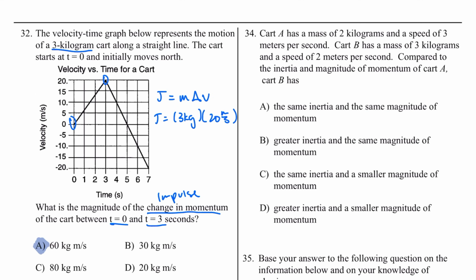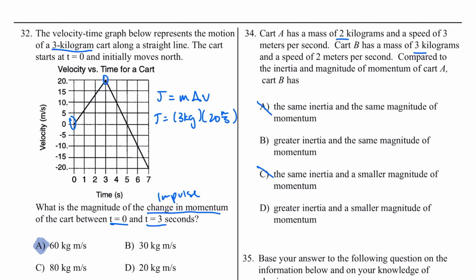34. Cart A has a mass of 2 kilograms and a speed of 3 meters per second. Cart B has a mass of 3 kilograms and a speed of 2 meters per second. Compared to the inertia and magnitude of momentum of Cart A, Cart B has what? So remember that inertia is just mass, and Cart B is 3 kilograms, while Cart A is only 2 kilograms. So Cart B has a greater inertia than Cart A. So that means choices A and C are going to be out.